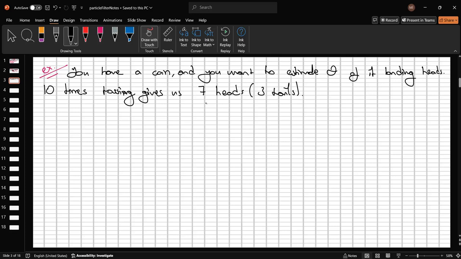We know that this is the prior information, and we want to estimate the theta value of it landing heads. But how can we do that? Normally you can say the probability is 7 in 10, but it's not like that. We should use the Bayesian estimation.